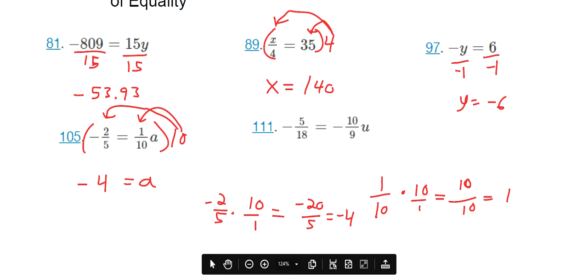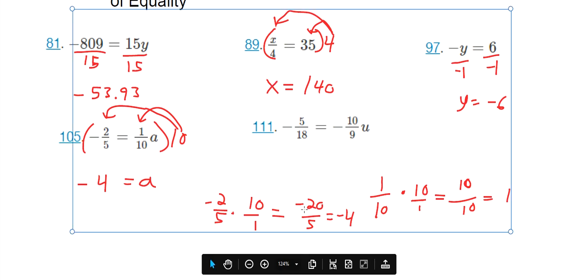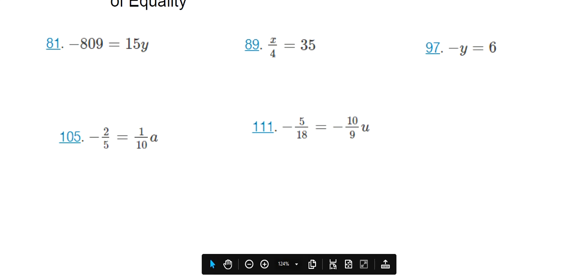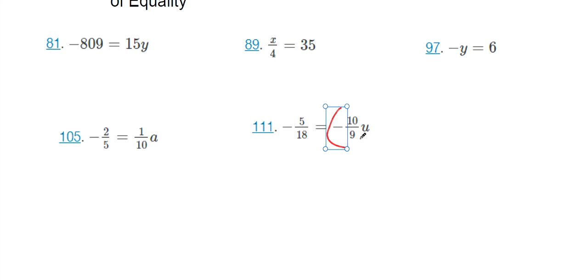Okay, for this last one, pause the recording if you need to still write something down here. But for this last one, we got negative 5 over 18 equals negative 10 over 9. We're going to multiply by negative 9 over 10, and the reason is because if you multiply by the reciprocal, it will cancel out, right? If you have 1 over 3, multiply it by 3 over 1, it makes 1.